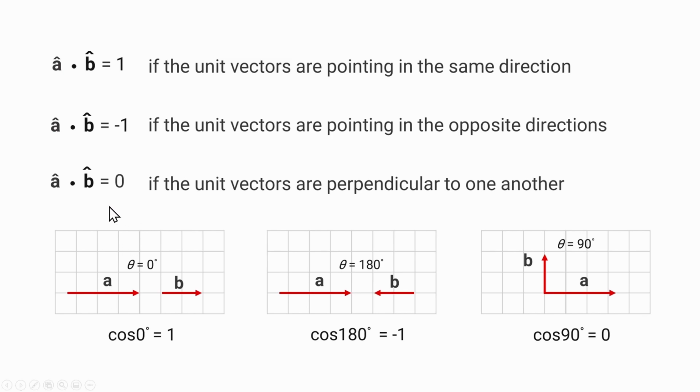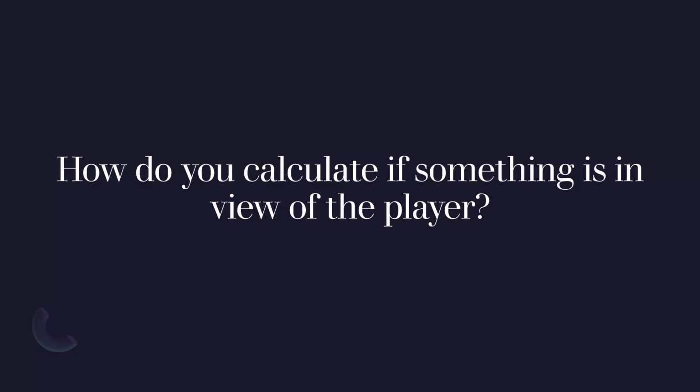And if we end up with a 0, we know that we have a 90-degree angle and we're perpendicular to one another. So that is information that we can just immediately get from looking at the dot product. And I'll explain at a later point how you can apply this for some very cool uses in a video game. For now, however, I'm going to ask you a question.